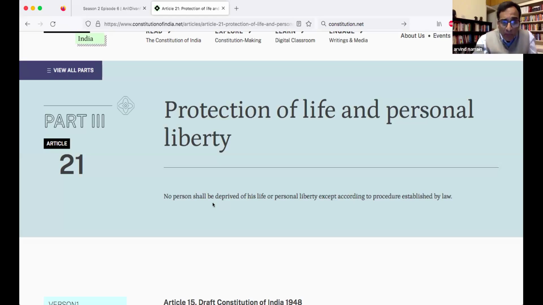Right? Okay. So that's the debate, the Ambedkar debate, which we don't have time to go into, but please look at it in the Constituent Assembly debates, where he finally concludes on this debate of procedure established by law, due process of law.